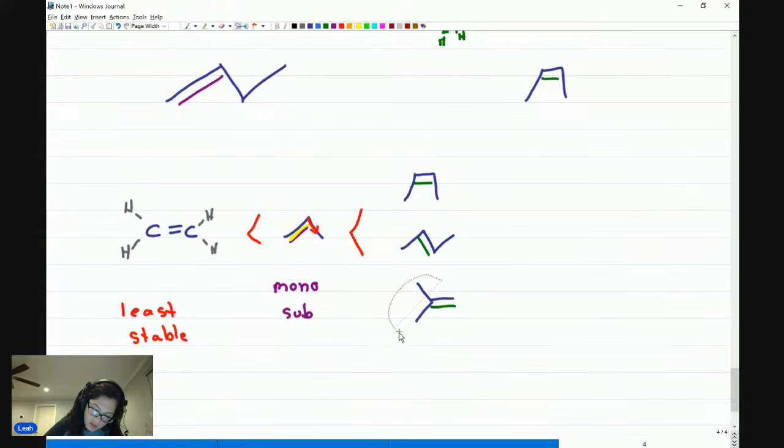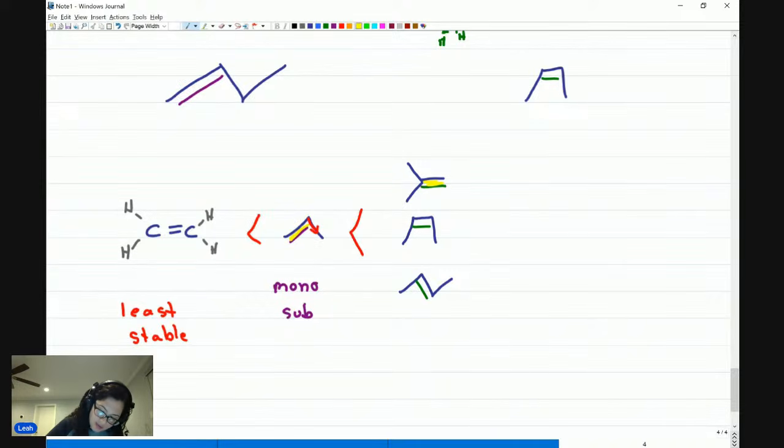From stability, hang on, let me just organize them by the appropriate stability. Least stable at the top, most stable at the bottom, within the fact that these are all di-substituted. If I highlight each of the pi bonds, 1, 2, 1, 2, 1, 2, these are all di-substituted, but this one is the least stable because the two groups are very close together. This one is the most stable because the two groups are farthest apart.